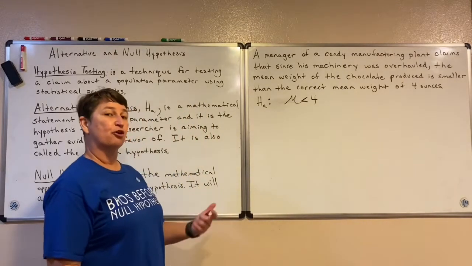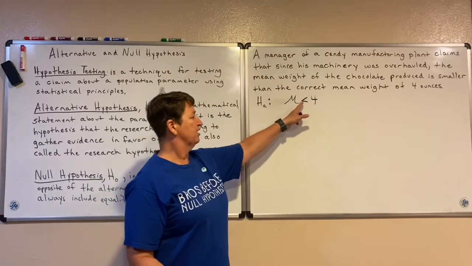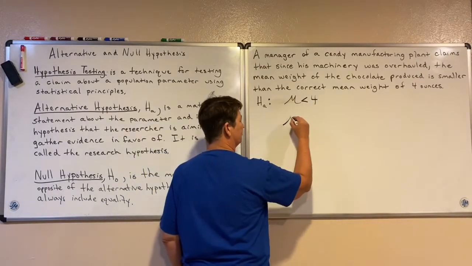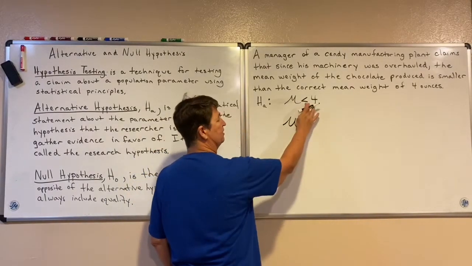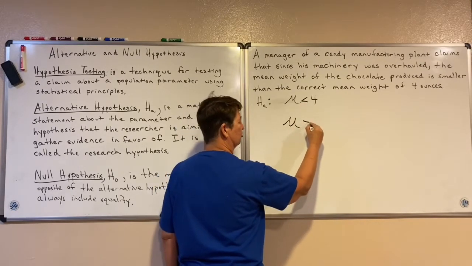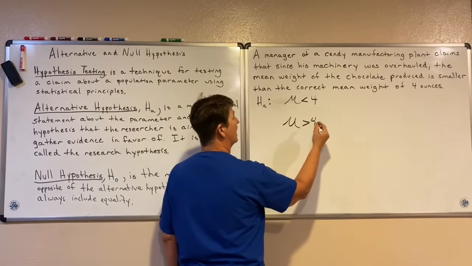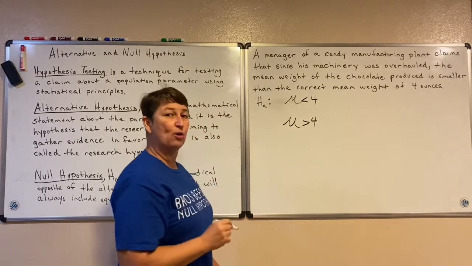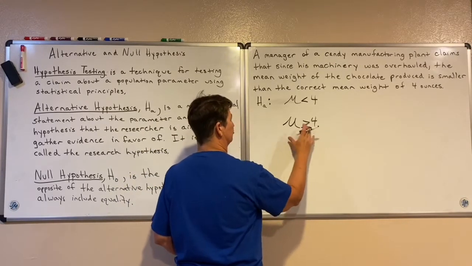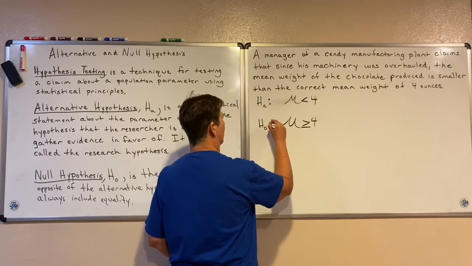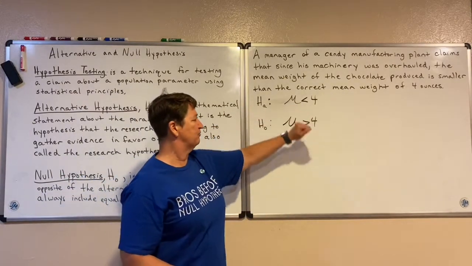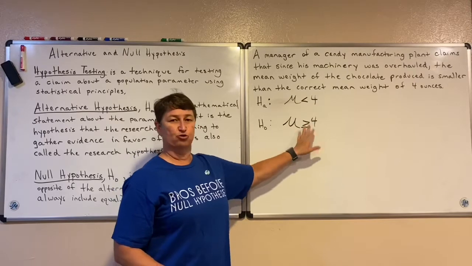Well, if his alternative hypothesis is that the mean is less than 4 ounces, then your null hypothesis just takes that and it's the mathematical opposite. So instead of being less than, it's going to be greater than 4. And the null hypothesis always includes the equality. So it's greater than or equal to 4. So here's our null hypothesis there. So our alternative is that it's less than 4, and the null is that it's greater than or equal to 4.